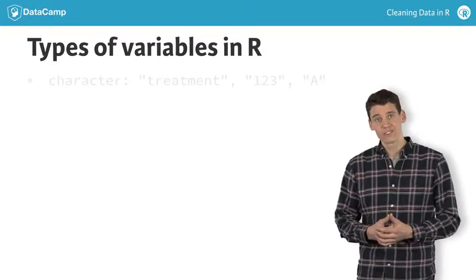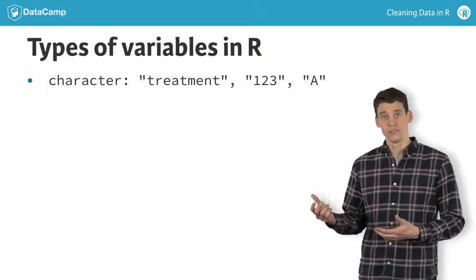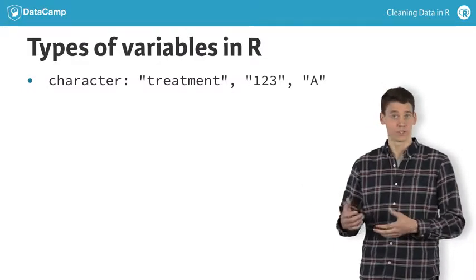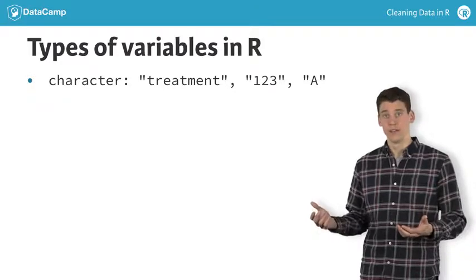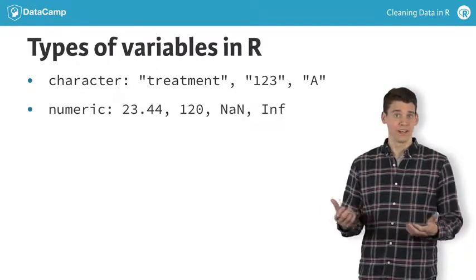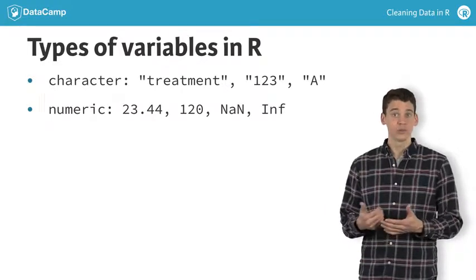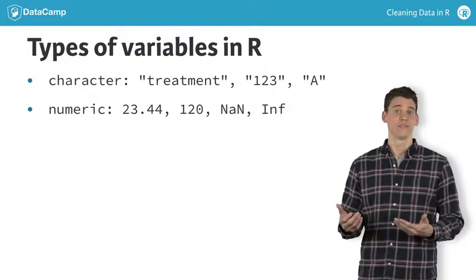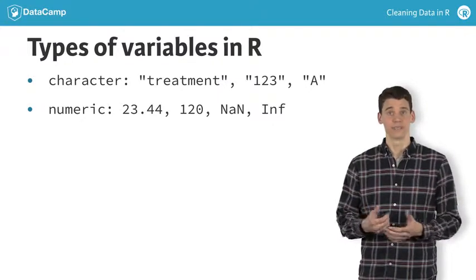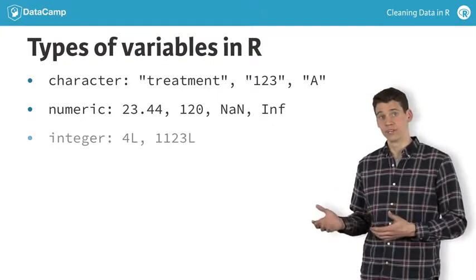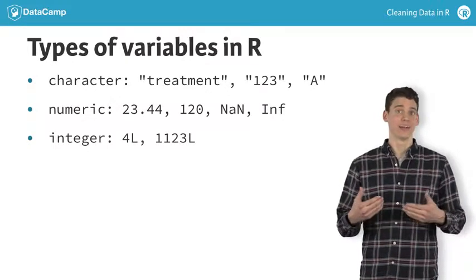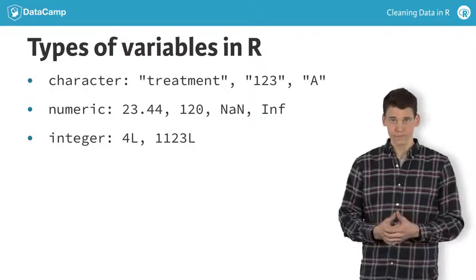First, we have some character strings. Even the 1, 2, 3 is a character string because the number is surrounded with quotes. Then we've got some numerics, which may or may not have decimals, and include the special values NaN for not a number and Inf for infinity. Next, some integers, which are always designated by including a capital letter L after the number.